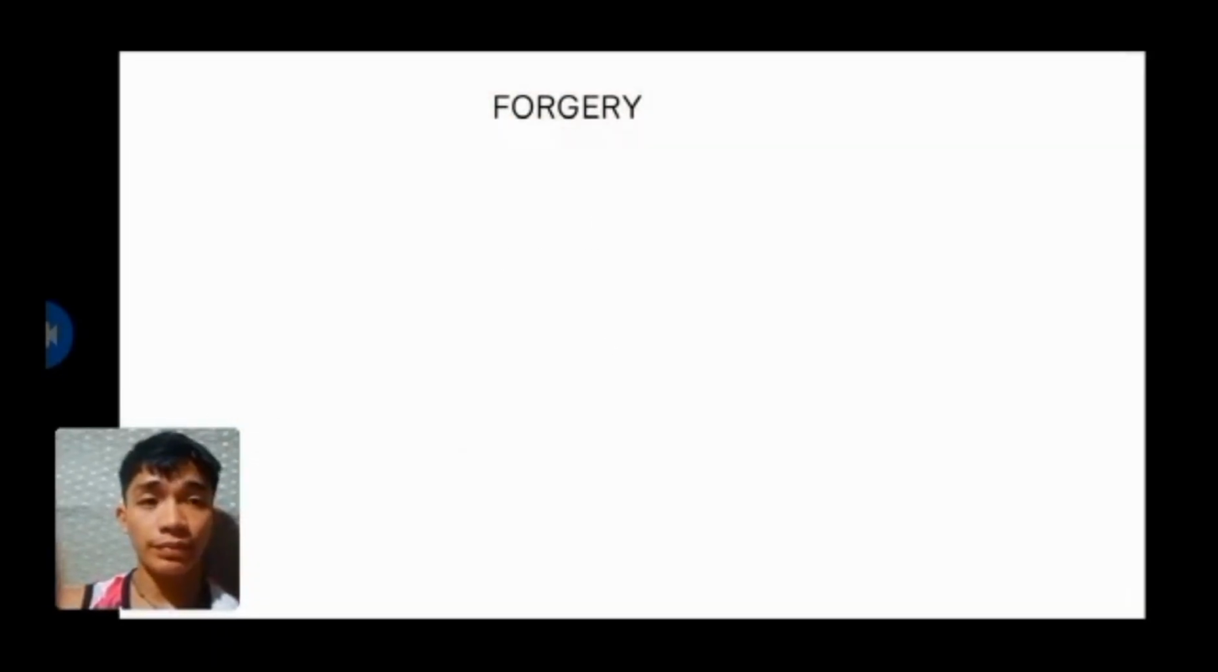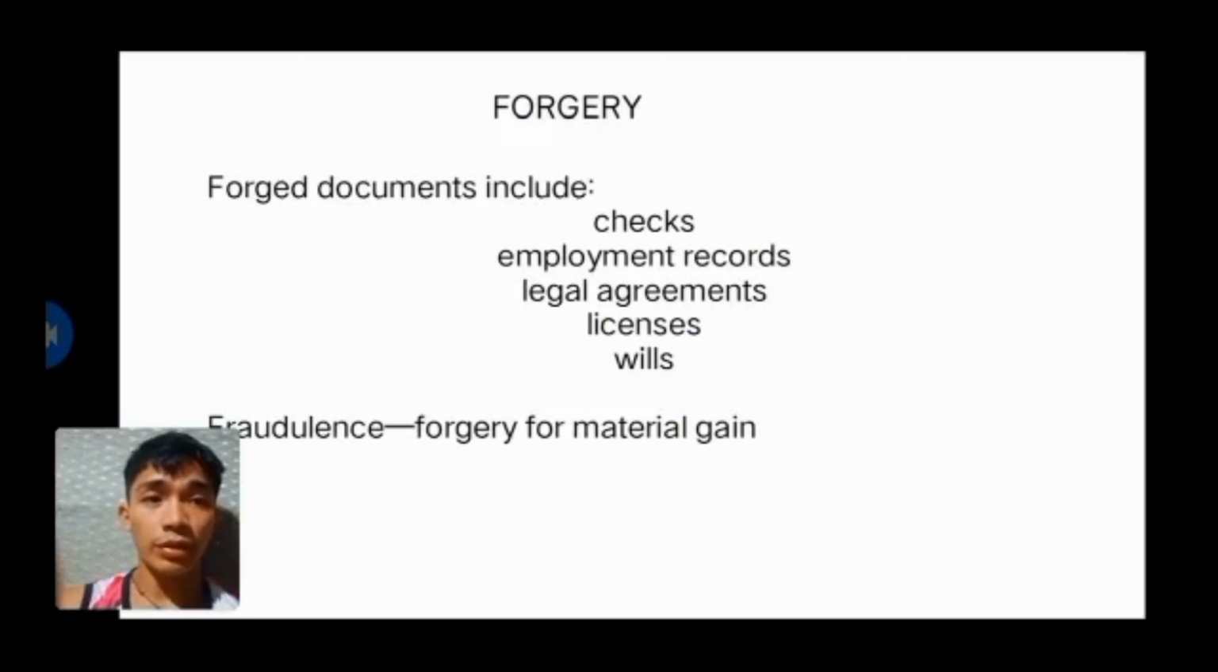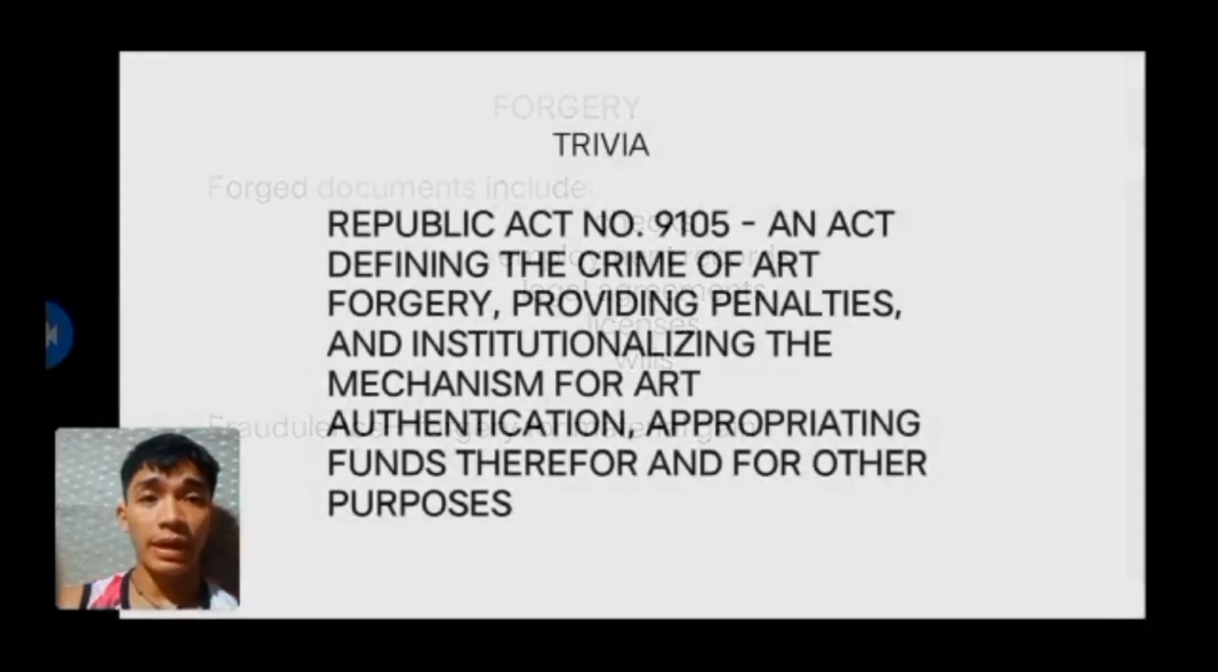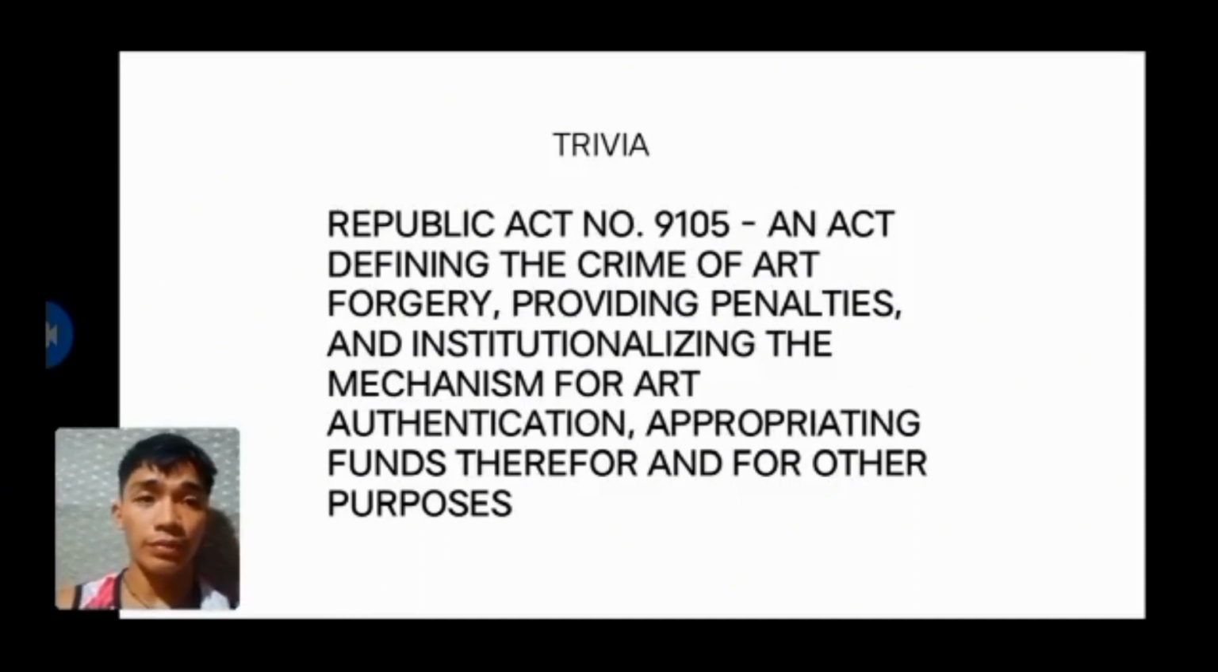Forgery. Forged documents include employment records, legal agreements, licenses, and wills. Fraudulence: forgery for material gain. Trivia: Republic Act Number 9105, an act defining the crime of art forgery, providing penalties and institutionalizing the mechanism for art authentication, appropriating funds therefor and for other purposes.